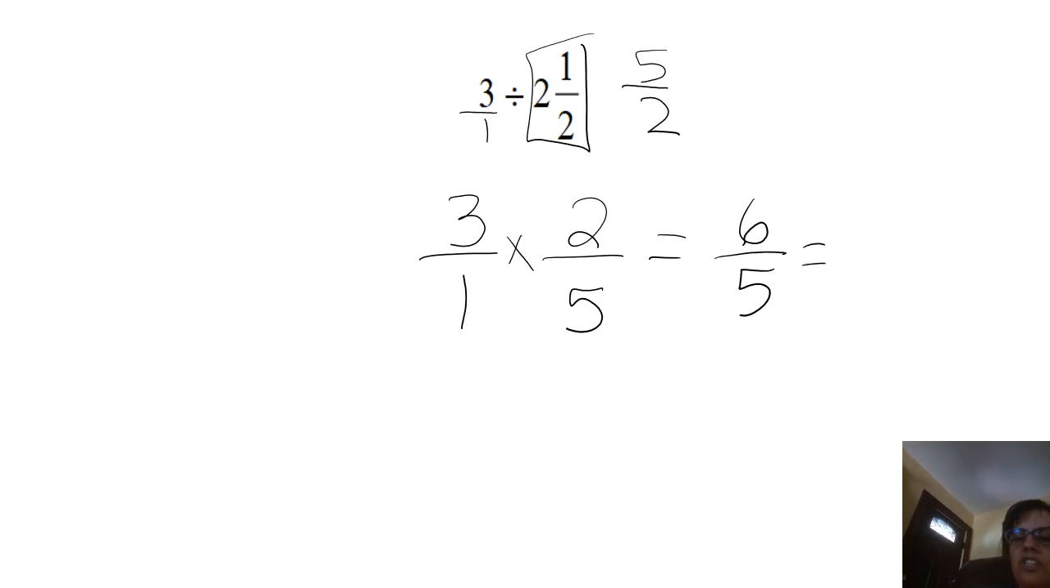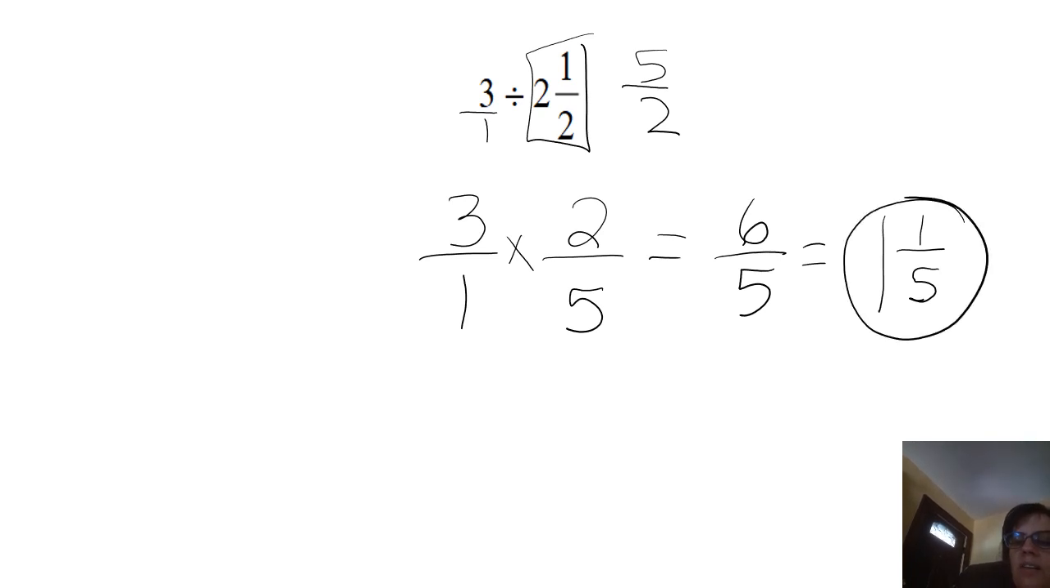Now let's turn it to a mixed number. There is 1 five inside of that 6. When I take it out of there, I have 1 left over, and I use the denominator of 5.